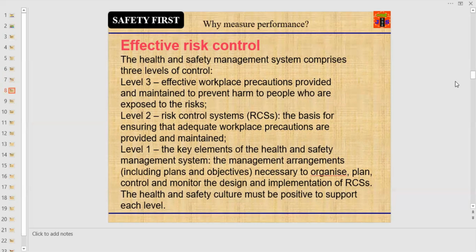Level 3: effective workplace precautions provided and maintained to prevent harm to people who are exposed to the risks. Level 2: risk control systems, the basis of ensuring that adequate workplace precautions are provided and maintained. And level 1: the key elements of the health and safety management system, the management arrangements, including plans and objectives, necessary to organize, plan, control, and monitor the design and implementation of risk control systems. The health and safety culture must be positive to support each level. These are the levels through which effective risk control is possible.